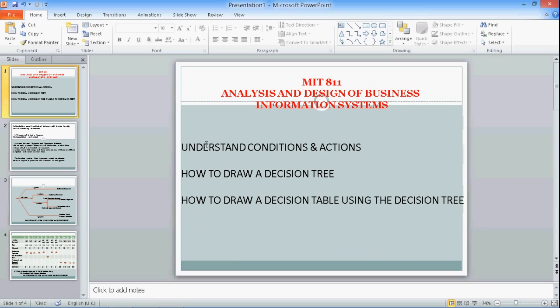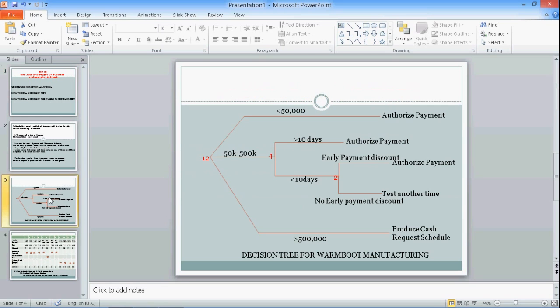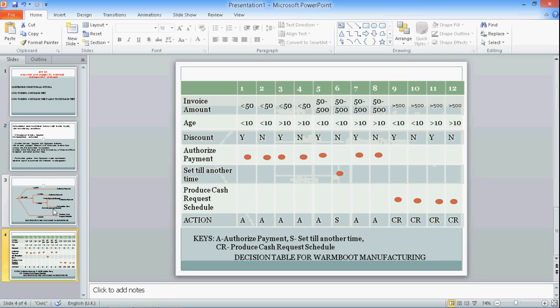So I hope we met our objectives. I believe you have been able to understand conditions and actions. You now know how to draw a decision tree, and how to draw a decision table using your decision tree. That's just what we did.